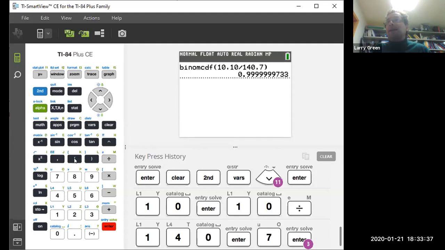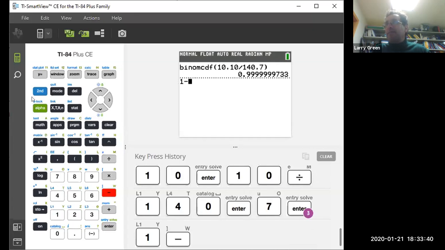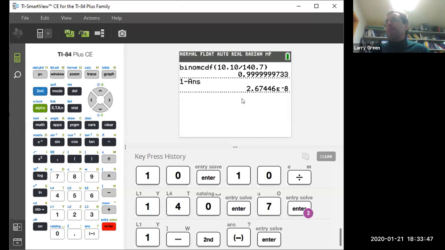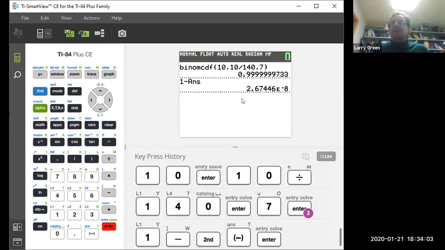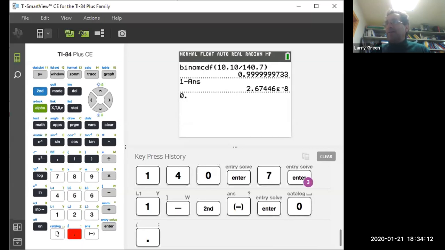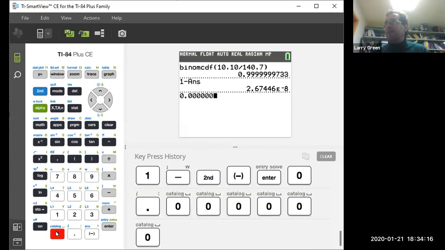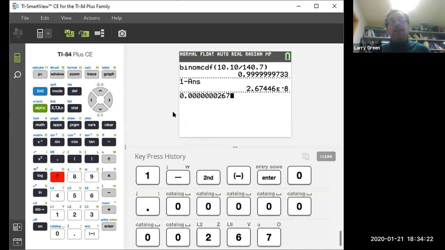Remember I want 1 minus, so I'm going to go 1 minus, second answer. That's how you can pull up what just happened with binomial. So is the probability 2.67? What do you think? Is our probability 2.67? Definitely not, because that E negative 8 is scientific notation. What it really is is 0.000000267. So what do you think? Pretty likely?